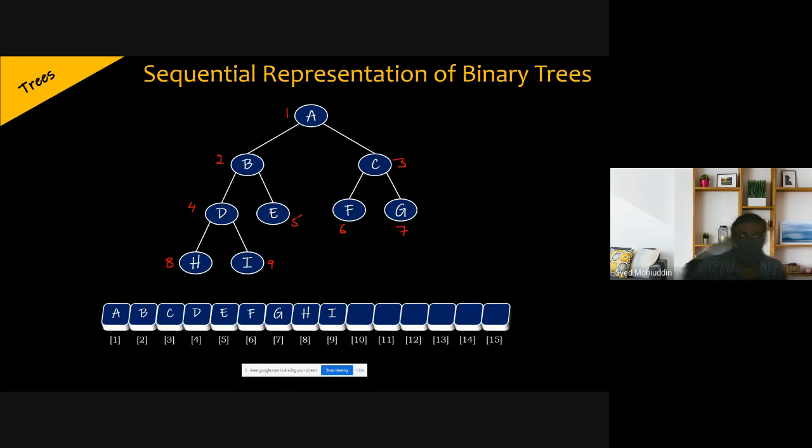So A, what have we labeled it? We labeled it 1, so it will be stored at index 1. In the same way, B will be stored at index 2, C at index 3, because that is how we have labeled them. D, E, F, G, H, and I. I is at the 9th index, because we labeled it 9, so we store it at the 9th index. This is how we represent the nodes in an array using sequential representation.